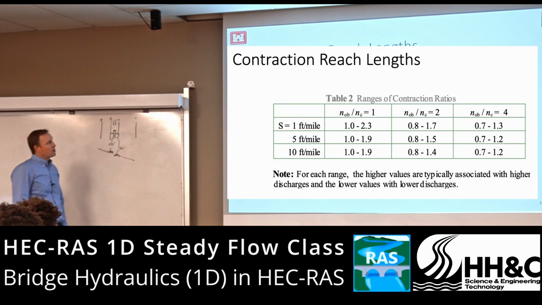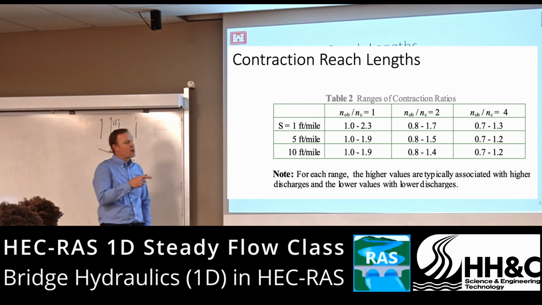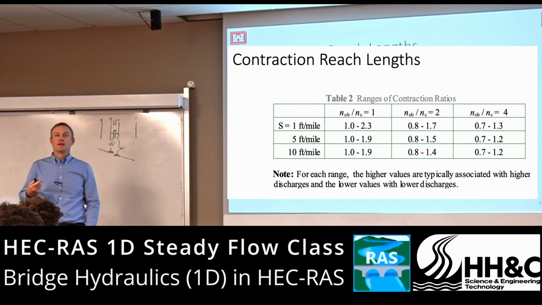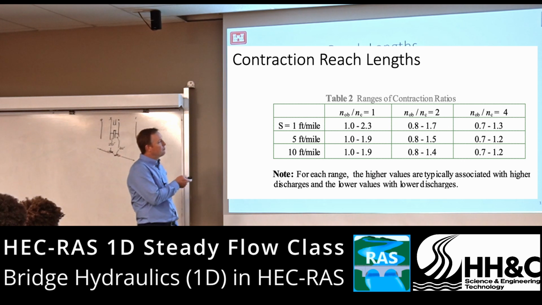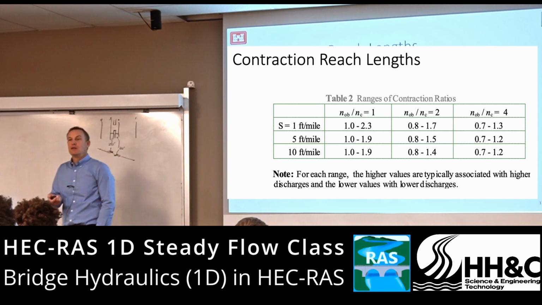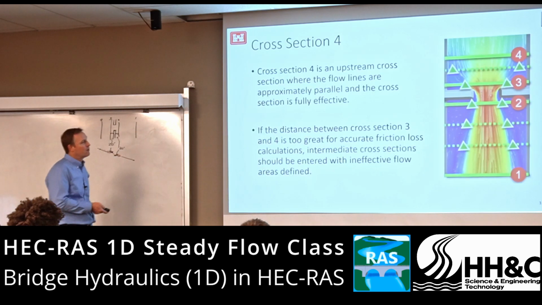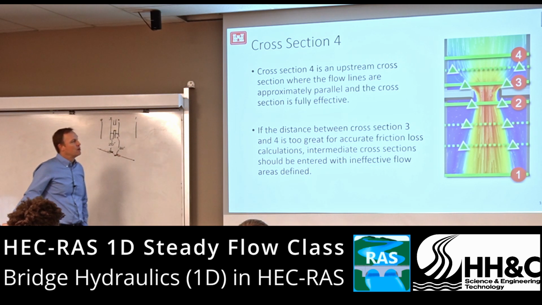Okay, so now we're going to talk about contraction lengths. For the idealized bridge scenarios that were run, 100 or 1,000 different runs, there were regression equations based on the slope of the channel, based on the n values in the overbank and the main channel. You can see most of the numbers hover around one. One's a really good contraction ratio. And if we look at this, you can see this is a pretty steep model. You can see water still contracting pretty rapidly, and so a 1:1 ratio is normally pretty good.